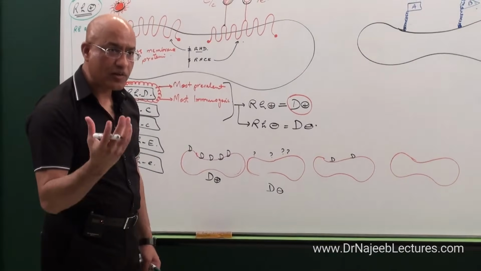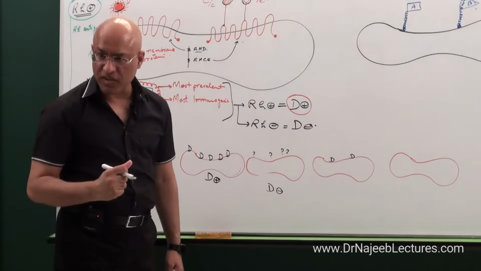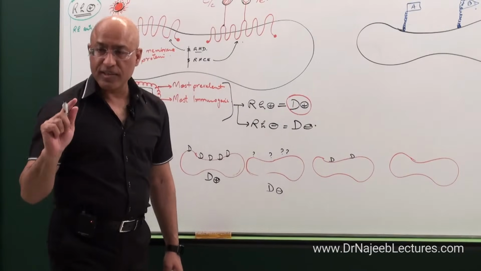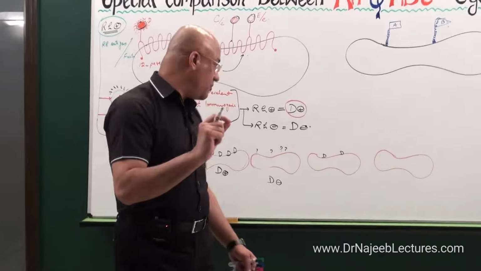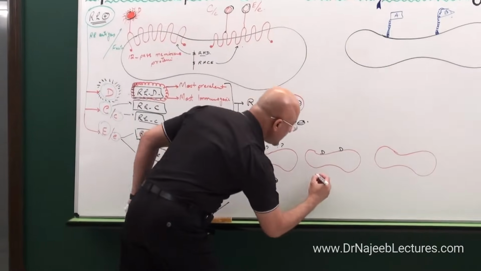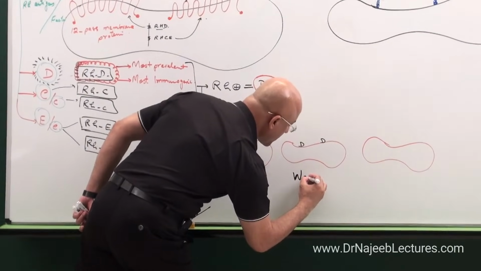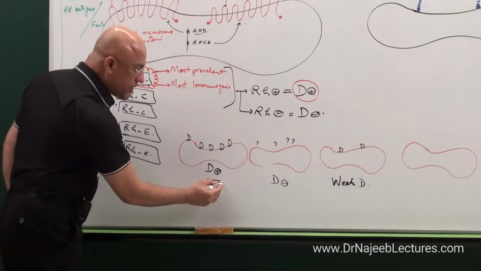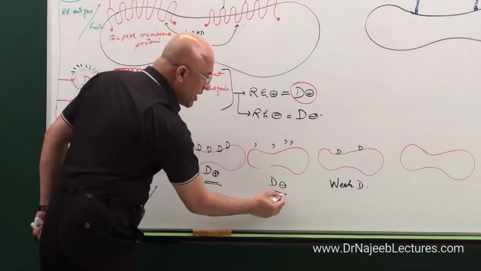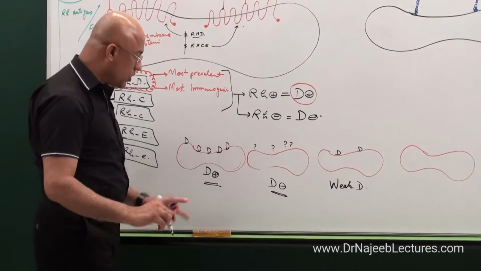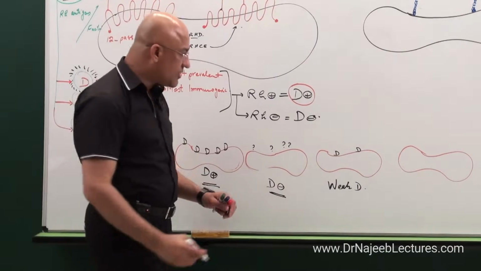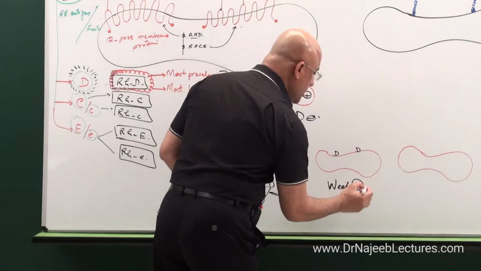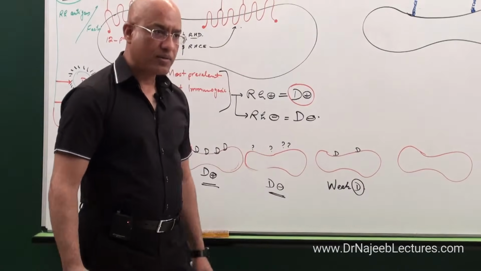The density of D antigen is very less on the red blood cell. If the density of D molecules is very, very less, we call it weak D. So we have Rh positive or Rh negative people, D positive and D negative. And sometimes we come across people who are weak D.